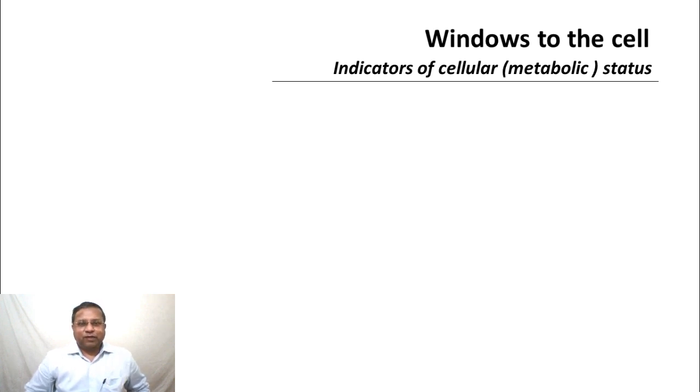So, the windows to the cell are the indicators of cellular status or indicators of metabolic status of the cell. These terms, cellular status, metabolic status, energy status, redox status, and so on, are kind of soft terms. You should not take them too strictly. These are kind of indications of what could be happening, and these are common terms that are used. They are not, of course, fully understood, but they are useful.